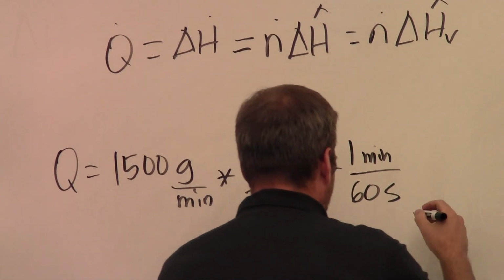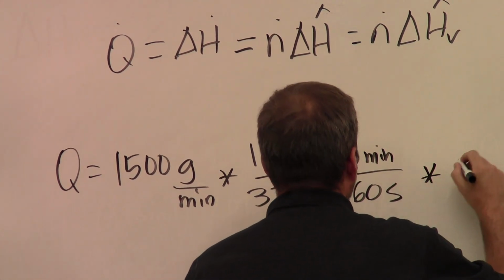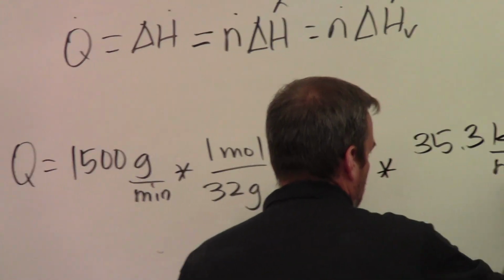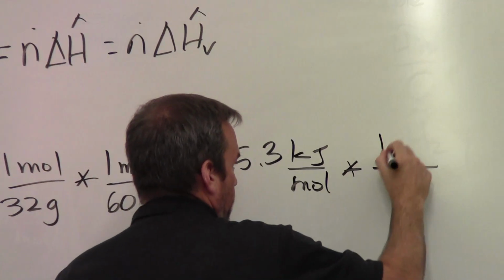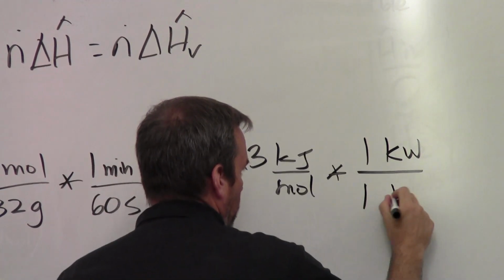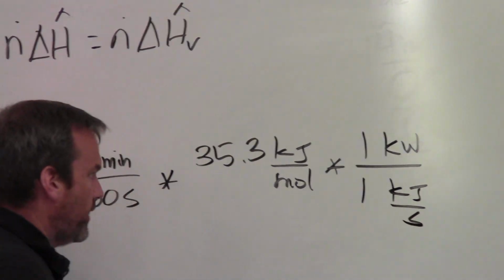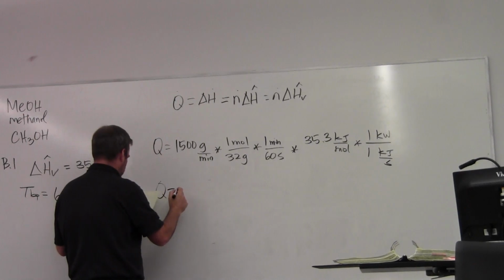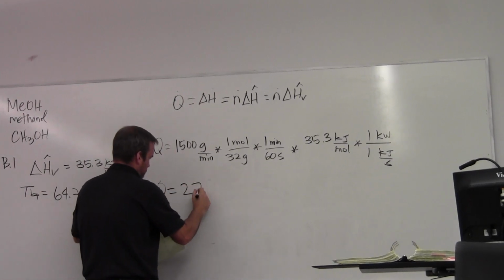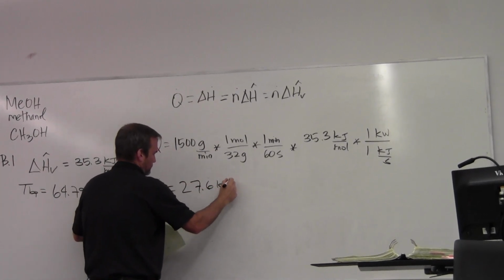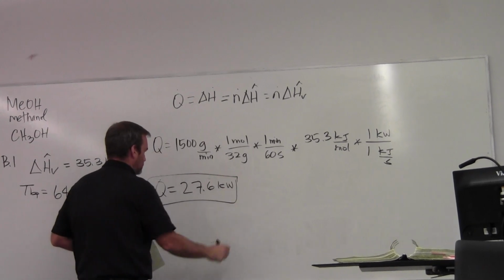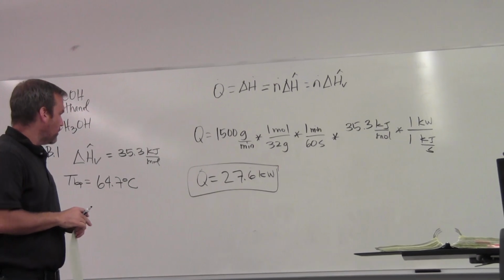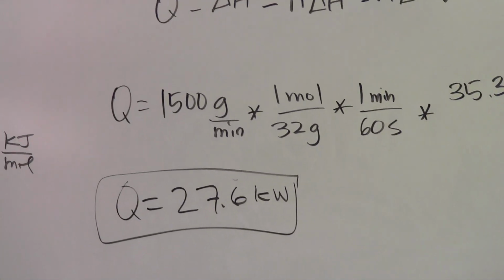So the heat of vaporization, 35.3 kilojoules per mole. And then I'll throw in a kilowatt because they asked me in kilowatts, 1 kilojoule per second. Okay, so that's pretty simple math. When I plug that in and solve it, I get Q is equal to 27.6 kilowatts.